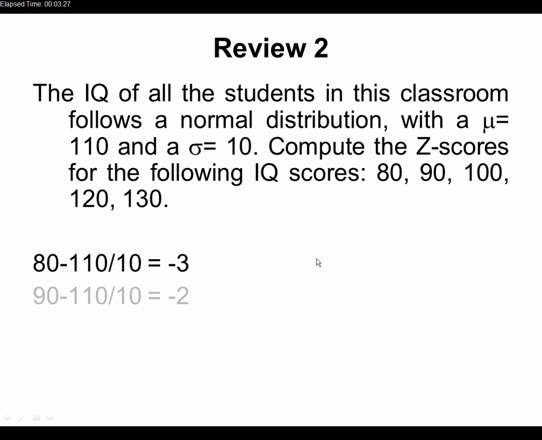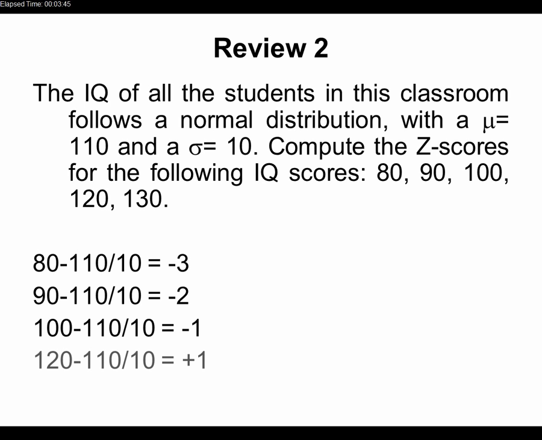The second one is 90 minus 110 divided by 10 equals -2, and the third one is 100 minus 110 divided by 10 equals -1. And these are the z-scores, and 120 minus 110 divided by 10 equals +1, and finally 130 minus 110 divided by 10 equals +2. So there you go. Good review on z-scores.